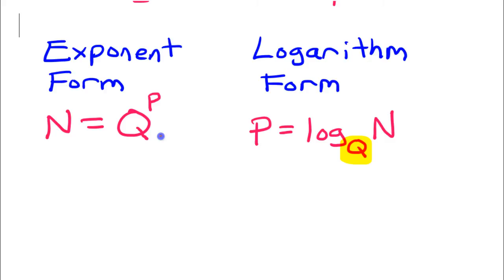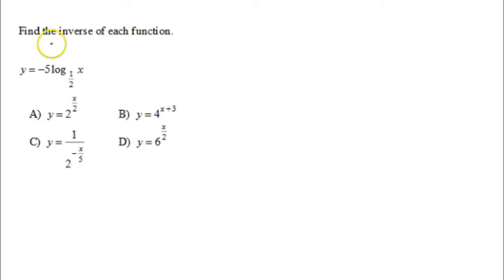Now we're ready to find the inverse of logarithmic expressions. Let's find the inverse of this logarithmic function. Anytime you're finding the inverse, you're doing two steps. You're going to switch x and y, and then you're going to solve for y. So first let's switch x and y. So this will become x equals -5 log base 1/2 of y. So there I have switched the x and the y.